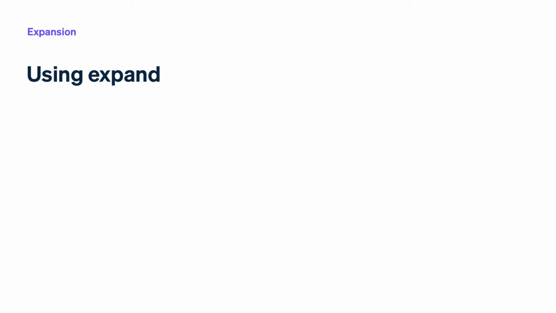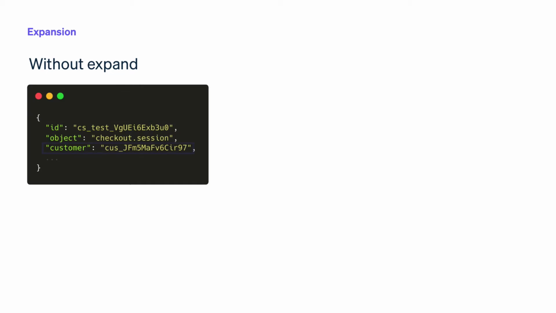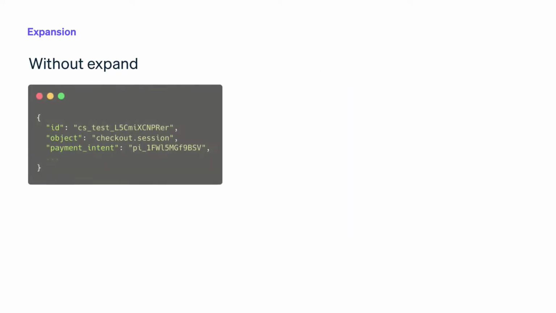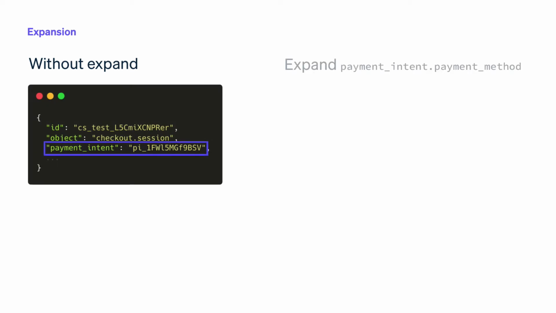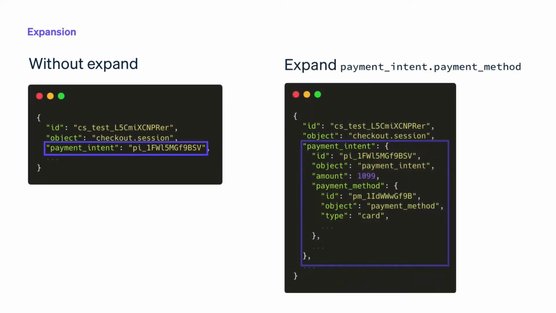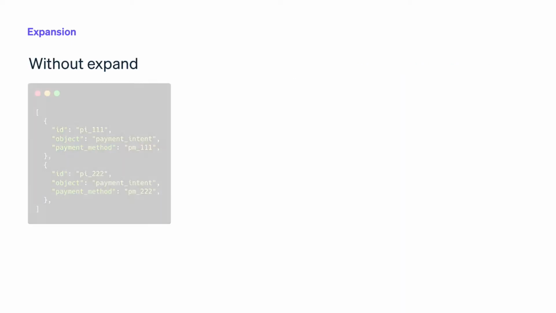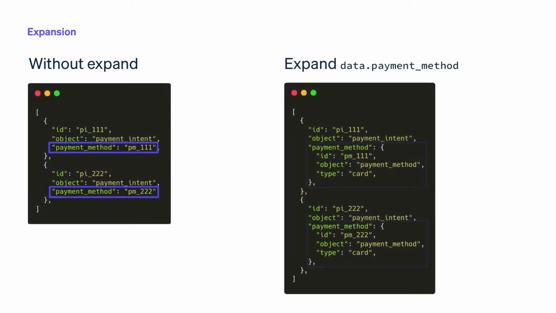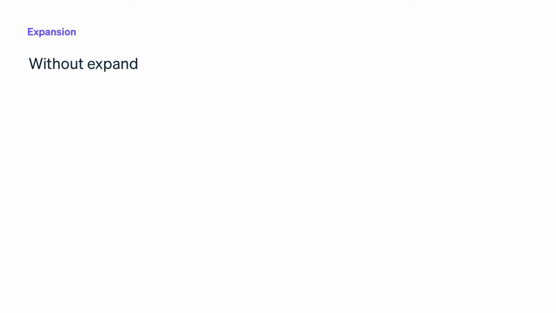We'll look at how to modify your requests to include properties from related objects, properties from distantly related objects, additional properties on all objects in a list, and properties that aren't included by default in a response.